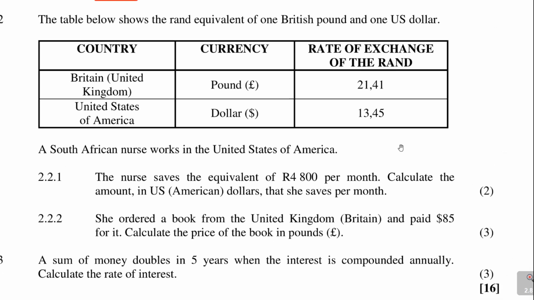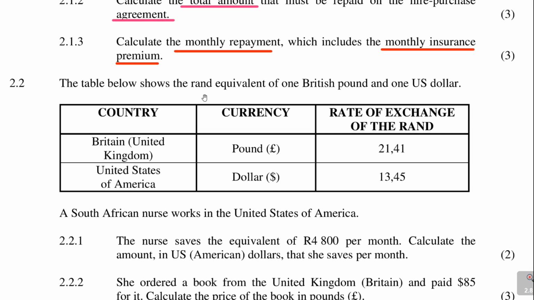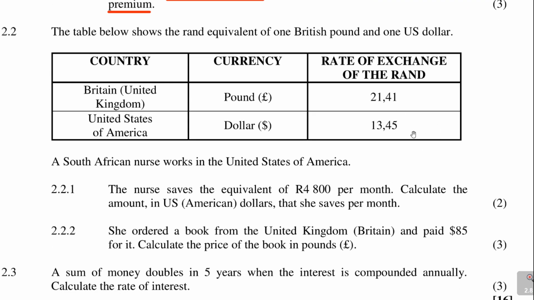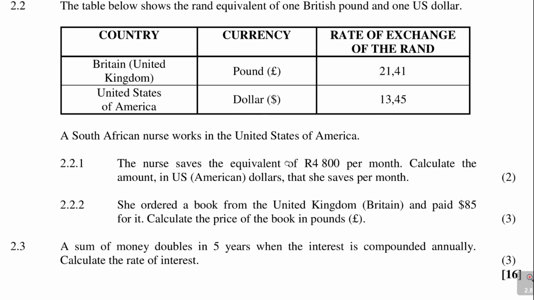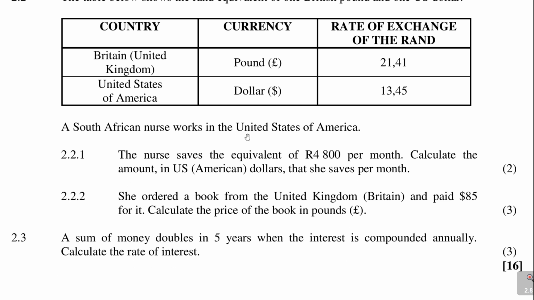Now another 3, 6, 7, 8. It says the table below shows the rand equivalent of 1 British pound and 1 US dollar. Very important section also, the conversions and the exchange rates. The dollar is still looking good here. The current rate is around 17 to 18 rand per dollar. Now a South African nurse works in the United States of America. Okay, so you're working in the States. The nurse saves an equivalent of 4,800 rand per month.